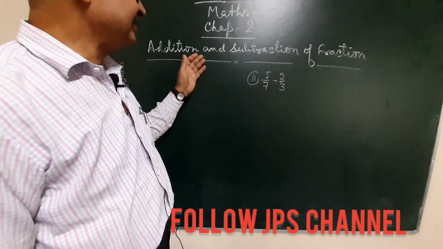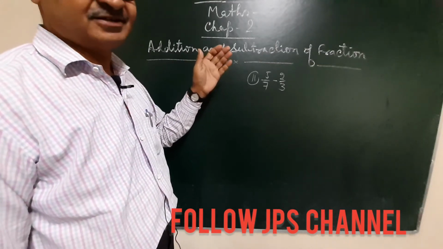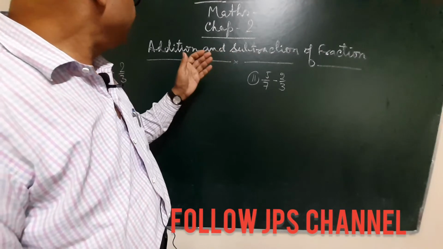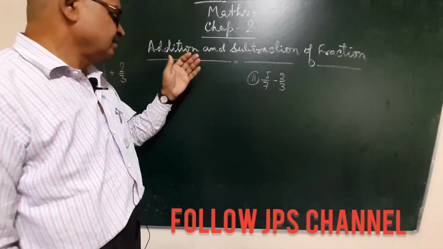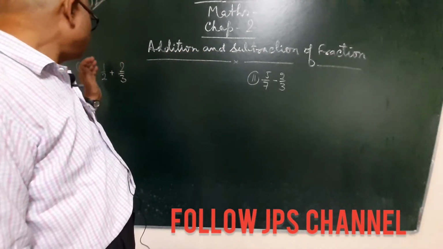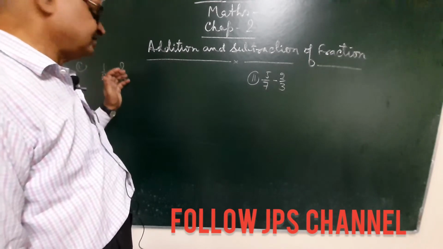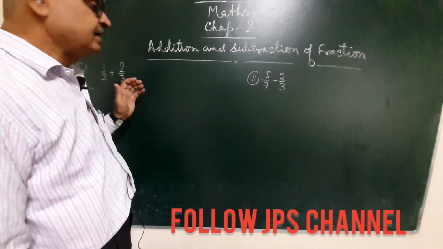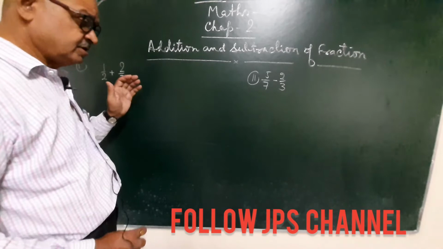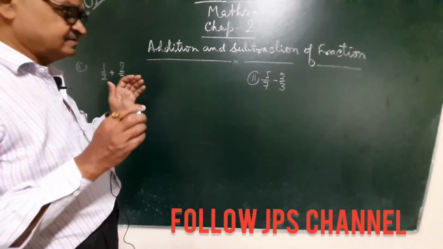This is addition and subtraction of fractions. First, 1 by 2 plus 2 by 3. Here are two methods.